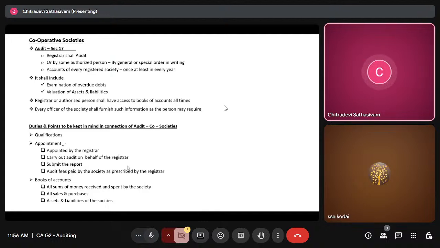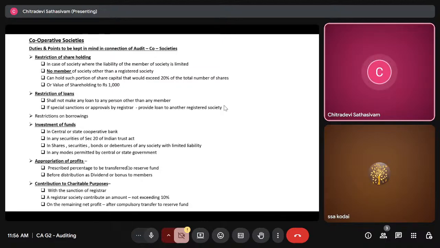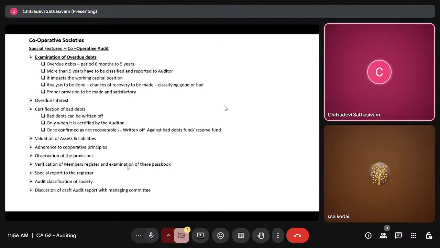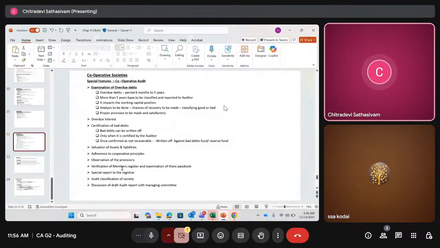From an examination point of view, what are the duties and points to be kept in mind in connection with audit? This is the most important thing. You have many points over here.